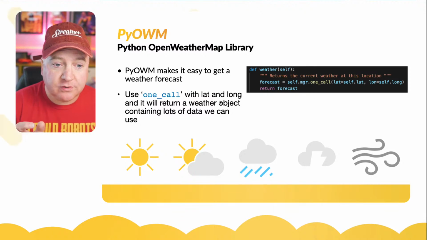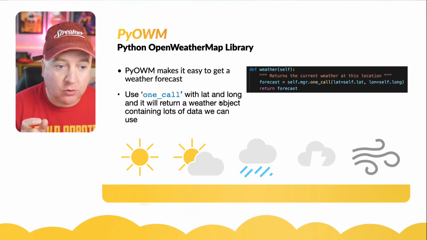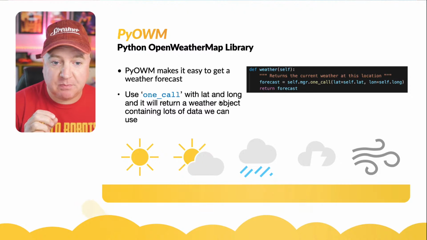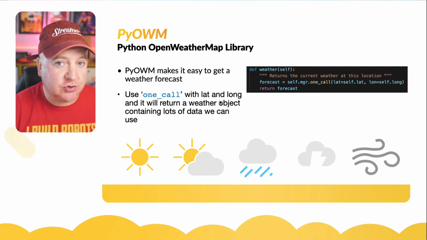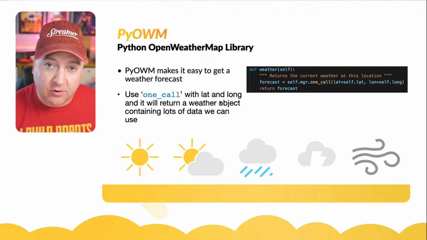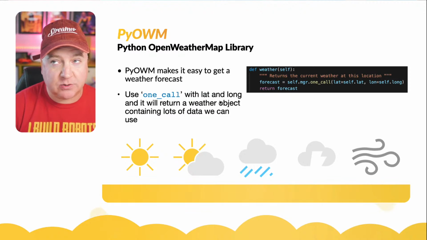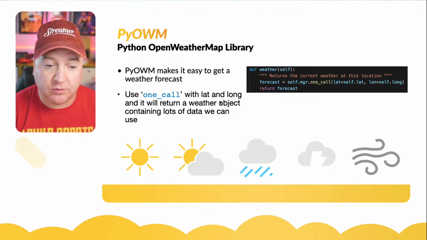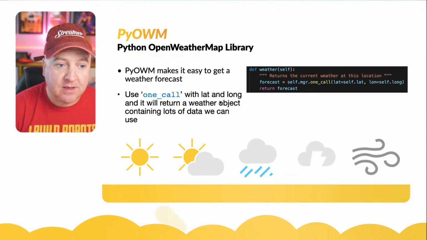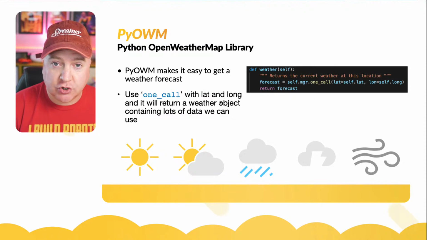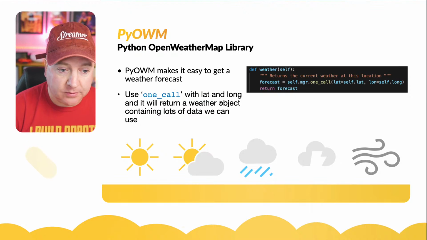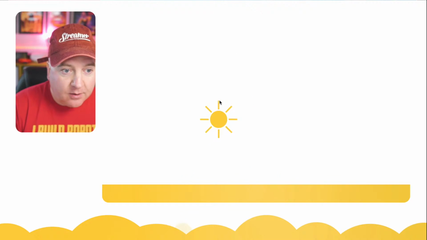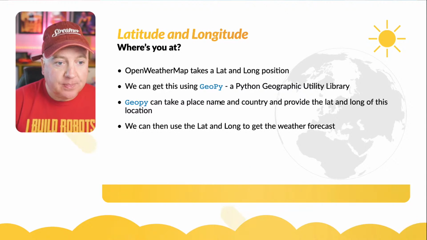So they have this one routine, this one function that's called onCall, and we simply just pass it the longitude and latitude of where we want to get the forecast for, and it will pass back this object which has got all the data that we could possibly want in it, and it's very quick. So that's what we'll be using in our code shortly. We're using this one call. What else do we need to look at there? So where are we at?